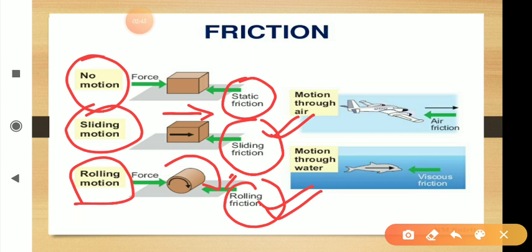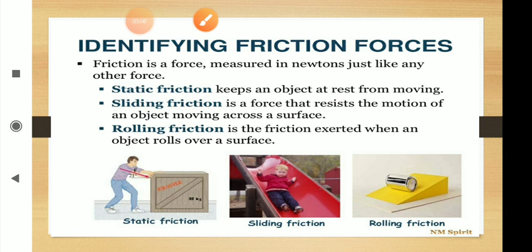Next, an aeroplane is moving in air. In that case, air is also providing a friction, and that friction is known as air friction. Aquatic animals such as fish, when they move in water, then water also provides a friction, and that friction is known as viscous friction. So right now we are aware of what types of friction there are. To identify different types of friction, we can easily identify them by checking their relative motion.